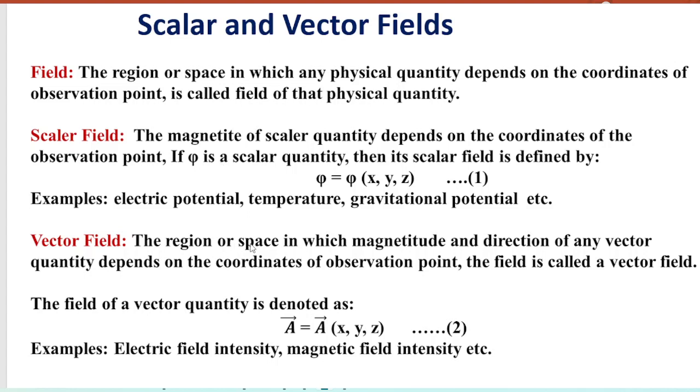And a vector field is the region in which the magnitude and the direction of any vector quantity depends on the coordinates of the observation point. The field is called the vector field, and it is denoted by A vector equal to A vector of x, y, z. The coordinates and direction are also important in this case. So electric field intensity and magnetic field intensity are vector fields.